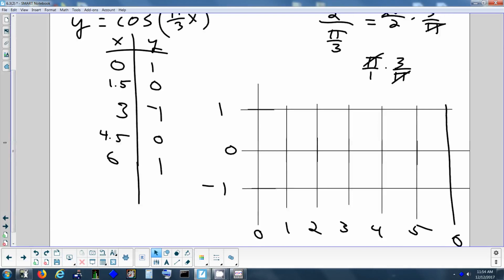6. Right, so we've got 0, 1, 1.5, 0. 0.5, I mean, it's not the nicest number, but it's not that hard to estimate. 3, negative 1, 4.5, 0, 6, 1. Here's your graph.